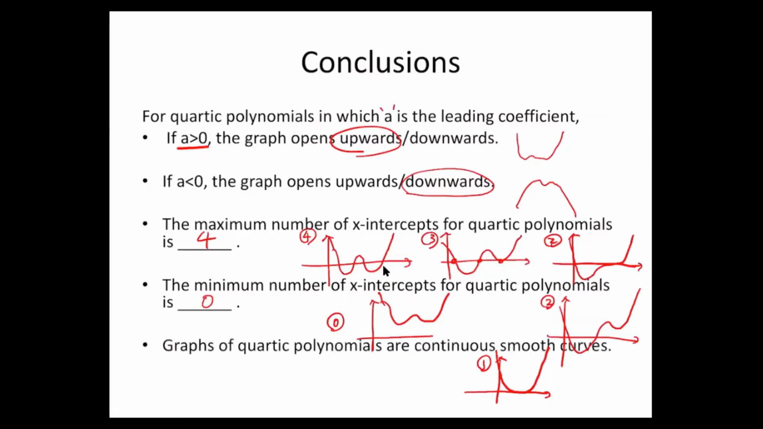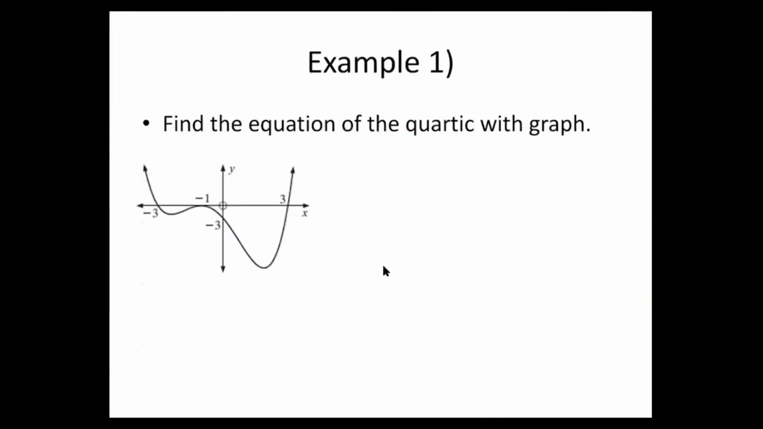The last one. Graphs of quartic polynomials are always continuous and smooth curves. It's just important for calculus later. Okay, it's just good to know information. Are you okay so far, guys? Yes. Okay. So example 1, find the equation of the quartic with the graph.